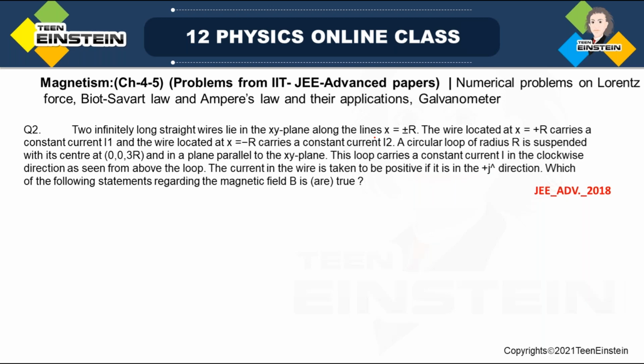Since they are in the xy plane, this is x and this is y, so the wires are in the xy plane. That's why, if the currents are the same, they will cancel each other. The magnetic effects of these two currents will be cancelled by both of them.